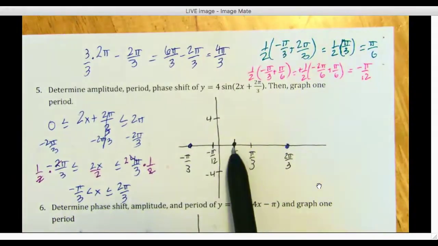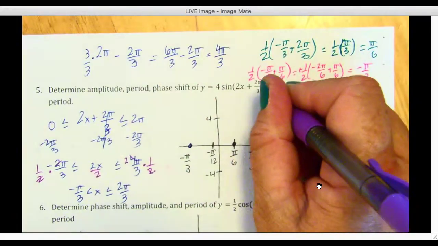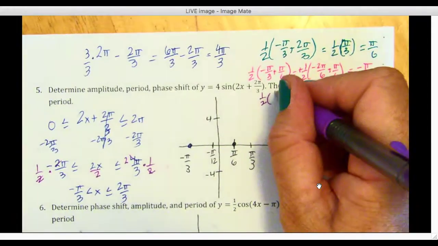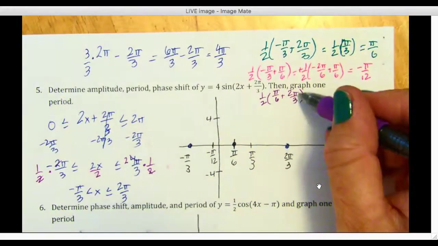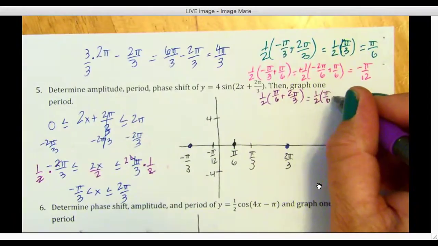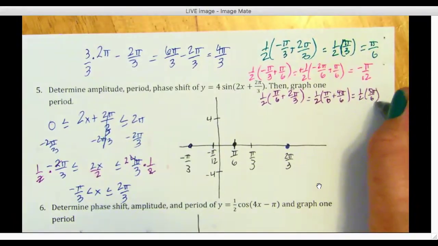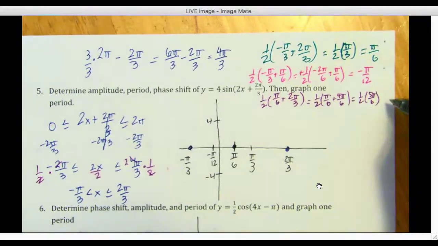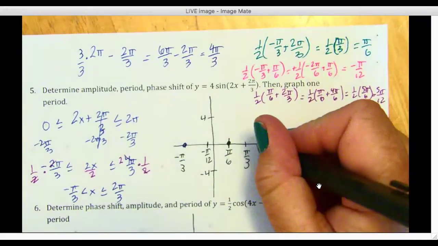And then I could do the same thing between here and here, pi over 6 and 2 pi over 3. I'm starting to run out of room here, but I think I can squeeze it in up here. 1/2 times pi over 6 plus 2 pi over 3. 2 pi over 3 I can multiply by 2 over 2, and that becomes pi over 6 plus 4 pi over 6. That gives me 1/2 times 5 pi over 6, and then that would be 5 pi over 12. And that's halfway between these two.